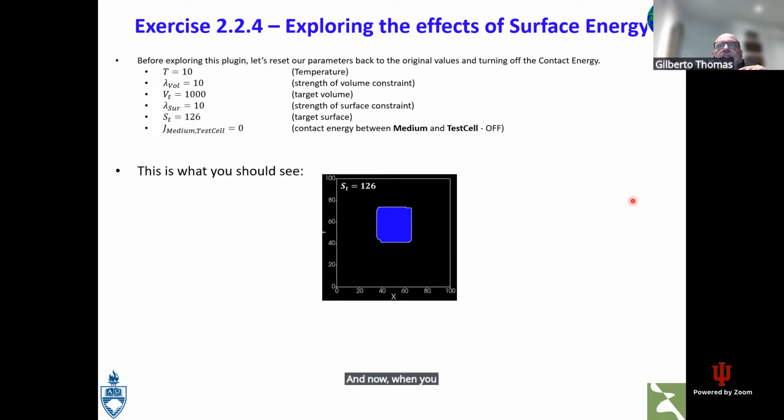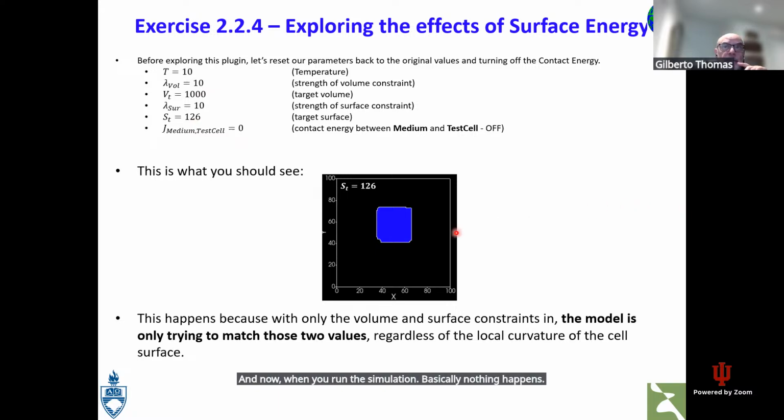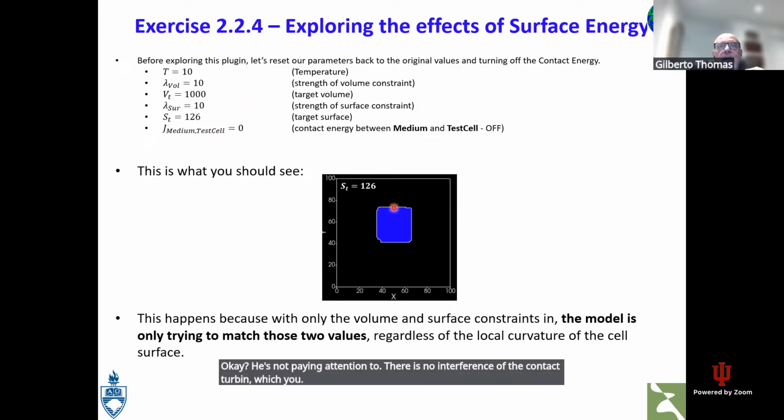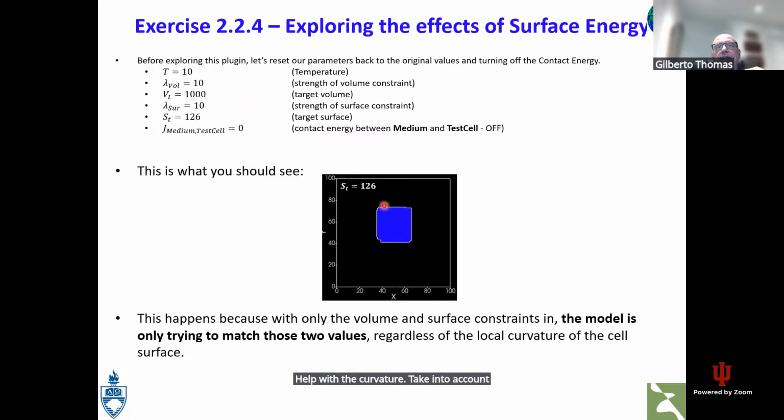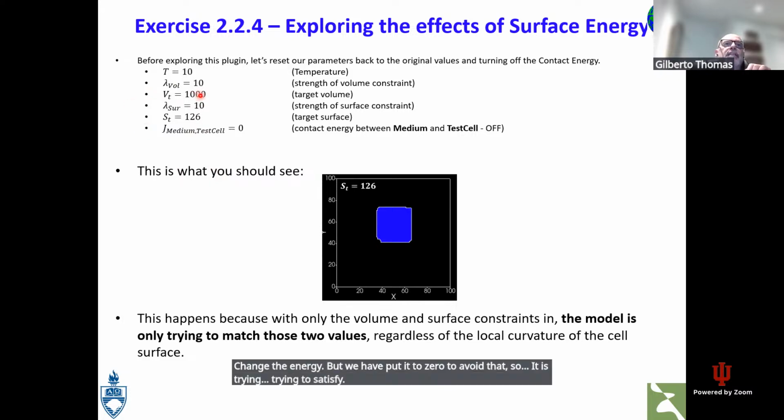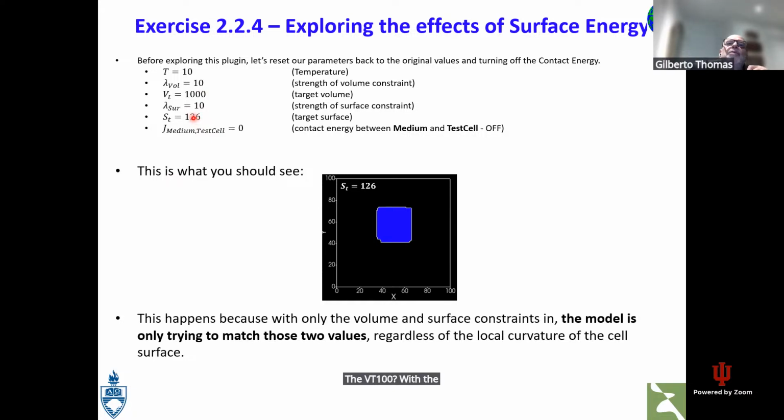And now when you run the simulation, basically nothing happens. The cell barely moves. I mean, the square shape is kept. Why? Because the simulation is trying to satisfy both plugins. There is no interference of the contact plugin, which would take into account the curvature of the cell with the medium to change the energy, but we have set it to 0 to avoid that. So it is trying to satisfy the target volume 1000 with the target surface 126. Then you have the square. Everybody got that?